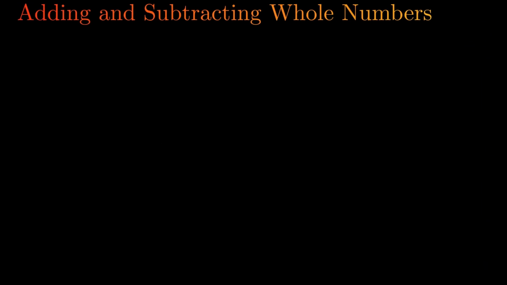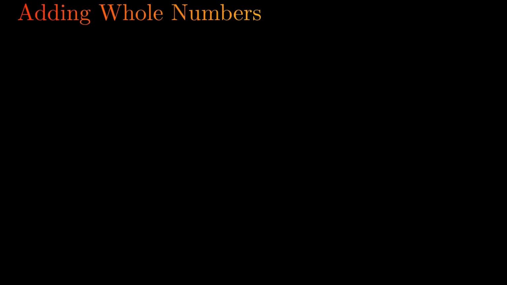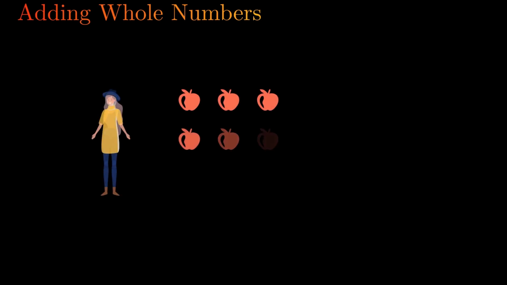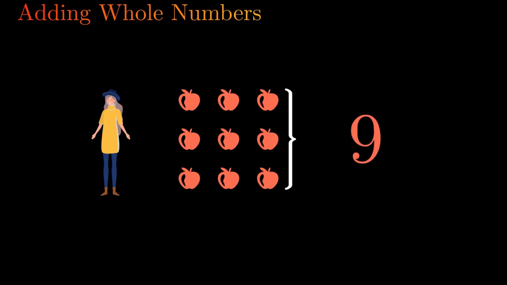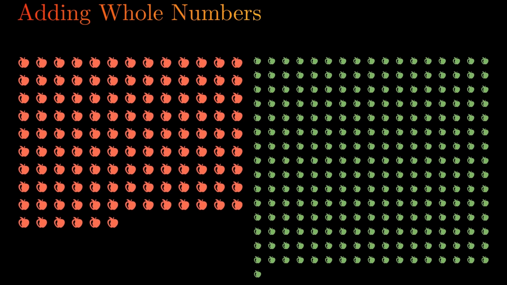Next up, let's master adding and subtracting whole numbers. Pay attention because these are the building blocks of almost all math operations. Let's start with addition. At its core, addition is simply combining groups to find a total. For instance, if Sarah had 6 apples and bought 3 more, you just add them up to get 9. Simple. But what about bigger numbers? If you have 123 apples and get 256 more, it's not so easy to do in your head.